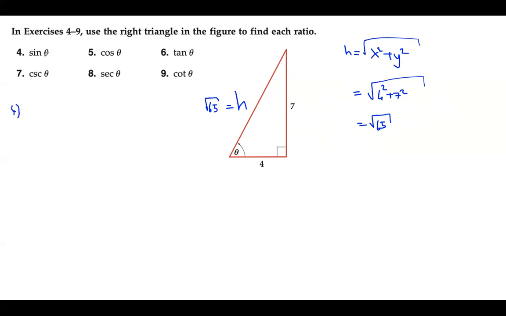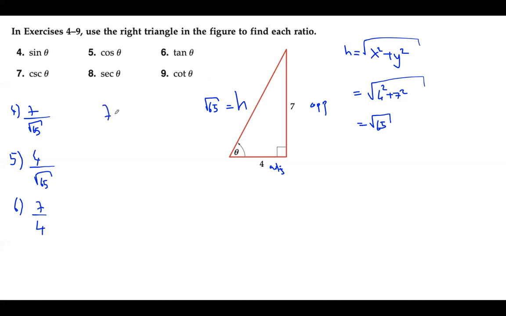The first one is sine theta. Sine theta, by the way, guys, this is theta. This is opposite side. This is adjacent side. And hypotenuse, you know, h is the hypotenuse. So definition of sine theta is opposite over hypotenuse, which will be 7 over square root 65. Then cosine theta adjacent over hypotenuse, so 4 over square root 65. Then tangent theta opposite over adjacent, so 7 over 4.